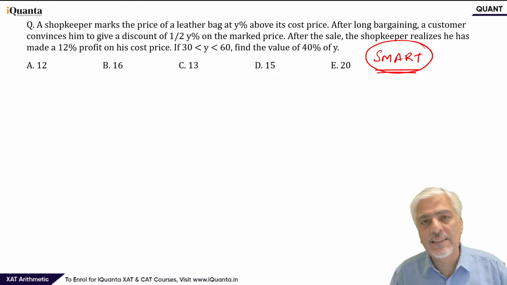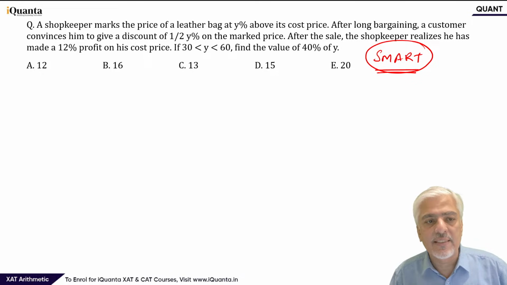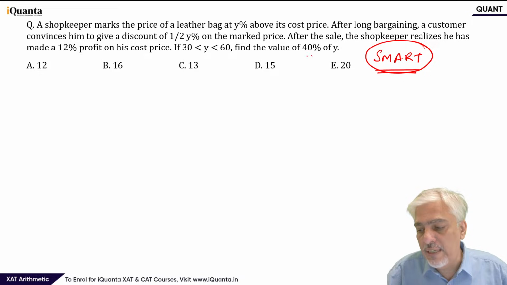Okay, a lot of people have got the answer. I'll discuss my approach. Then you'll see whether you all did something similar. We'll discuss it. Okay, first of all, they had asked me to find 40% of y. 40% is 2 by 5 of y.